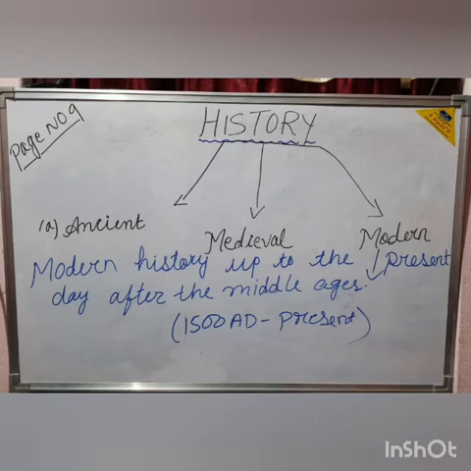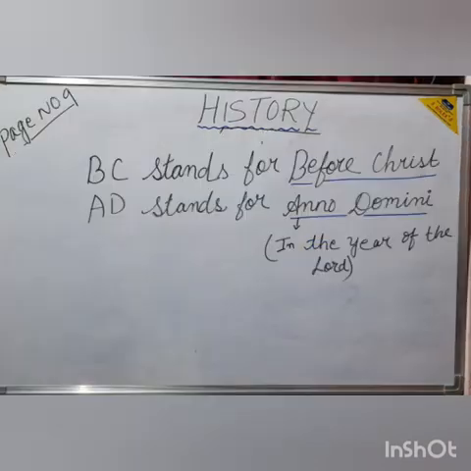As we have used the words AD and BC: BC stands for Before Christ, meaning before the birth of Jesus Christ, and AD stands for Anno Domini, in the year of the Lord. We use BC and AD with years, like 1500 AD, 500 BC.